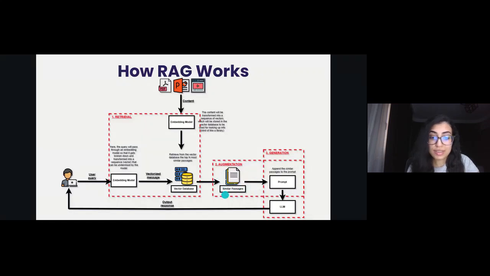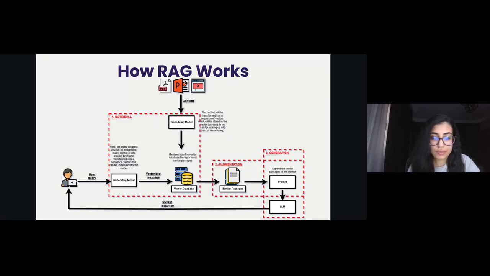Now that it has the similar passages, it passes them into the prompt. This is the prompt that we already have for the LLM, and aside from the prompt, we pass with it also the passages that we extracted. And then we get to the generation part, where it goes to the LLM and it outputs a response back to the user.